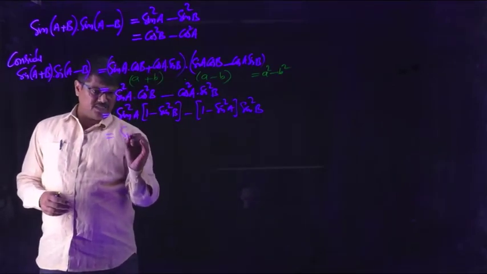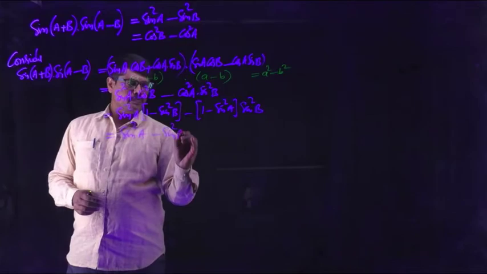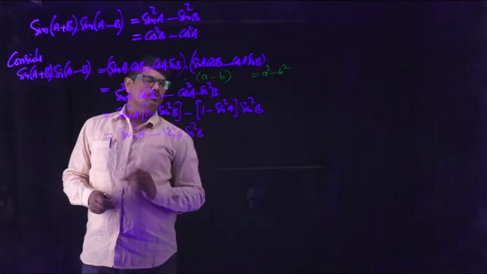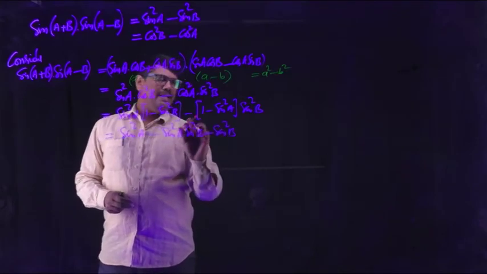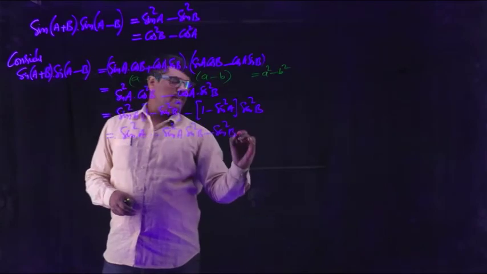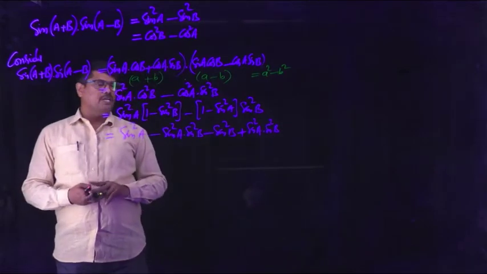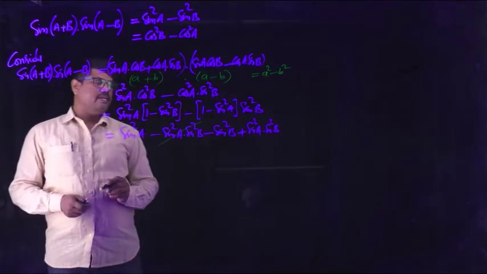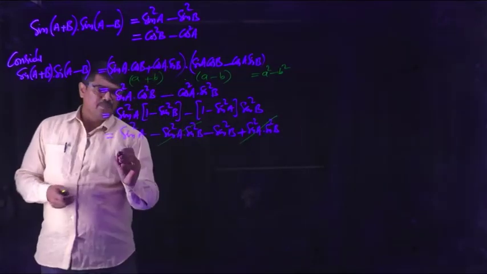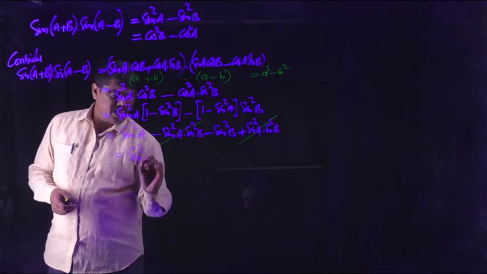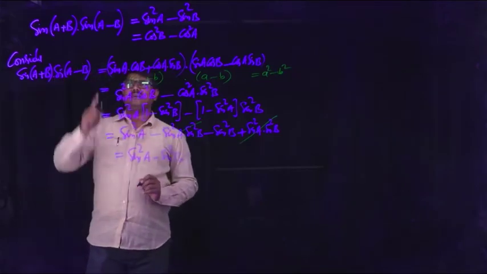Sin square a into 1 is sin square a minus sin square a into sin square b, minus 1 into sin square b, minus into minus becomes plus sin square a into sin square b. So in this expression, we have one negative value sin square a sin square b and a positive value sin square a sin square b. Both will get cancelled, and the remaining part is sin square a minus sin square b. So this is one of the answers of the considered formula.